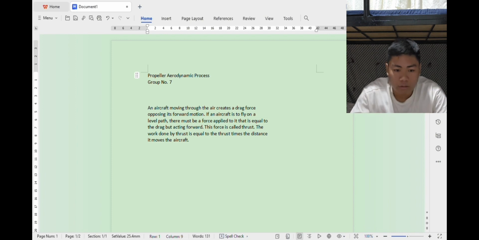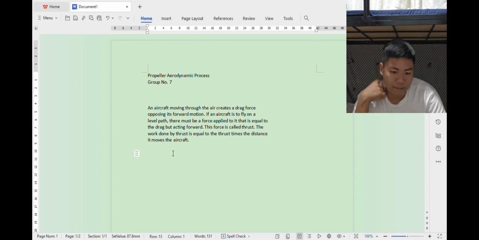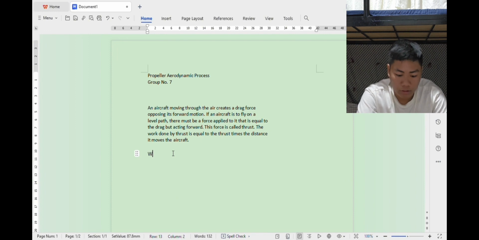So let's start. An aircraft moving through the air creates a drag force opposing its forward motion. If an aircraft is to fly on a level path, there must be a force applied to it that is equal to the drag but acting forward. This force acting forward is called thrust. The work done by thrust is equal to the thrust times the distance it moves the aircraft. In short, the formula is W equals thrust multiplied by distance.